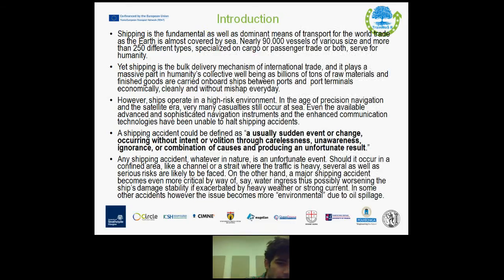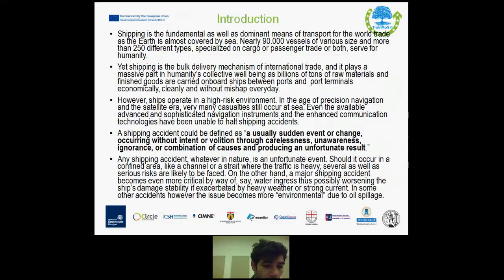So to begin with, shipping is the fundamental as well as dominant means of transport for world trade, as the Earth is almost covered by sea. Nearly 90,000 vessels of various sizes and more than 250 different types, specialized in cargo or passenger trade or both, serve humanity. Yet, shipping is the bulk delivery mechanism of international trade, and it plays a massive part in humanity's collective well-being, as billions of tons of raw materials and finished goods are carried on board ships between ports and port terminals economically, cleanly, and without mishap every day.